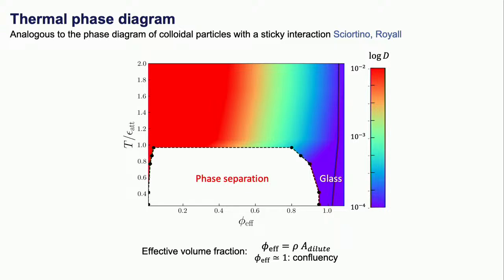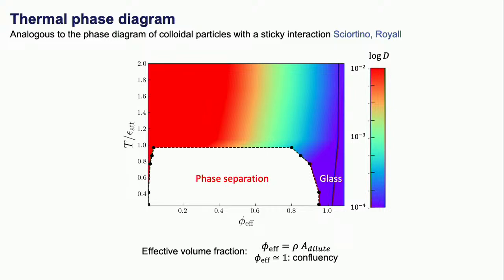So here we're plotting on this axis the temperature in units of the strength of the attraction between the monomers. If you are at high temperature and you increase the density, you see that the dynamics is slowing down. The color code is the diffusion coefficient. And then at some point you enter a glassy regime. You can define whatever you want. Or if you fix the density and you cool down the temperature, you enter a regime of phase separation.